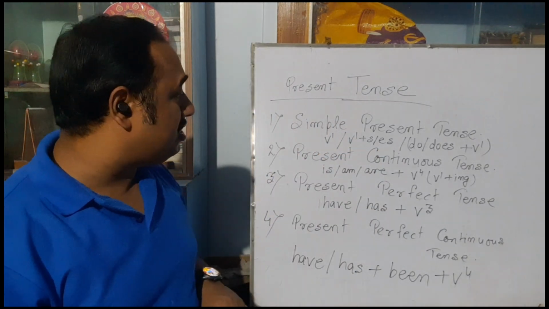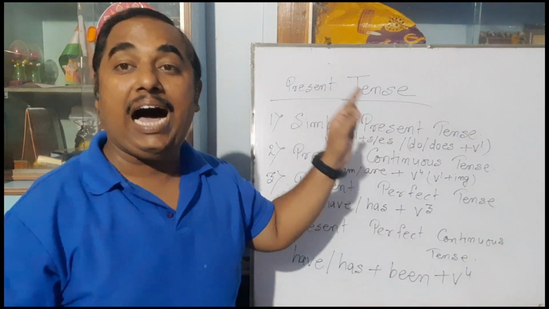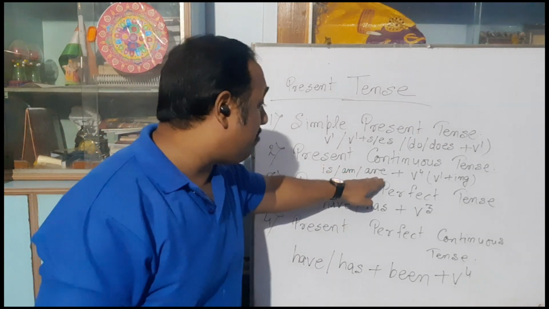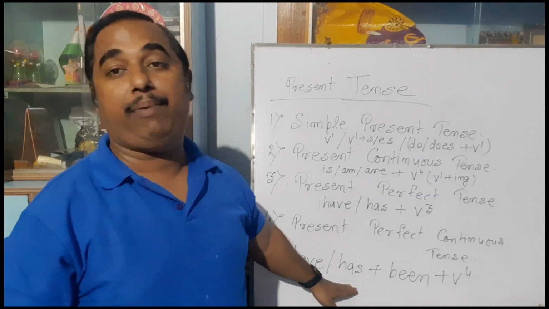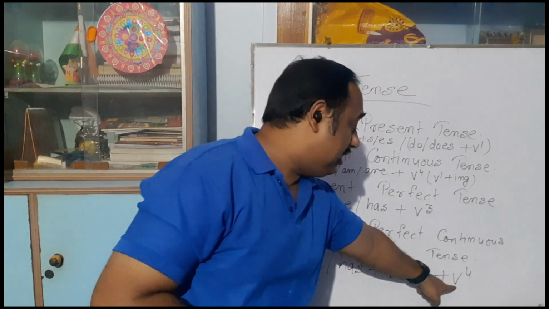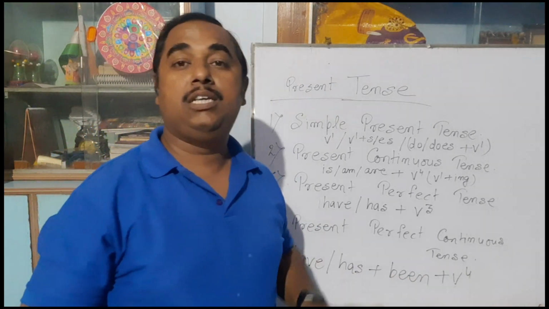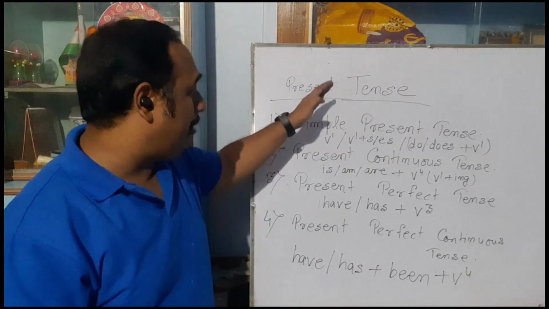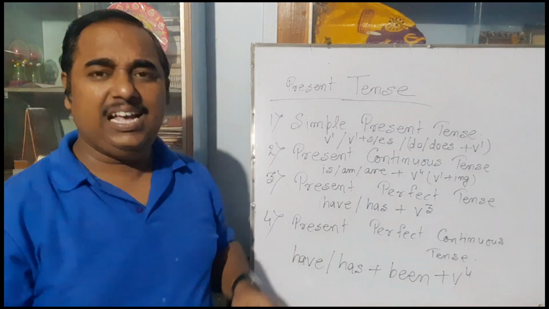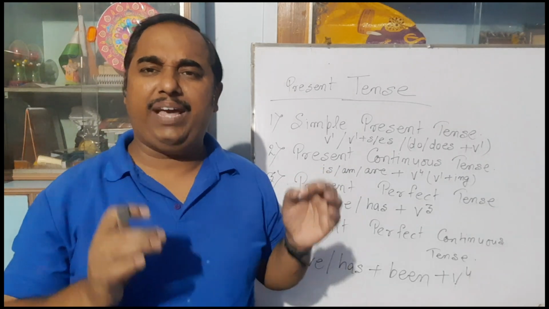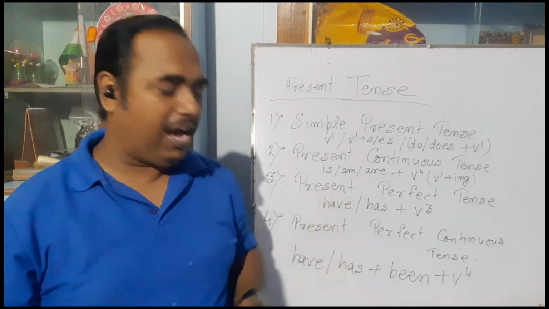In present continuous tense, there is is, am, are plus V4, means V1 plus ing. There is is, am, are before V4. But there is no is, am, are in present perfect continuous tense. There is V4, but before V4, we use have, has plus been. So, with the help of these symbols, you can easily understand which tense that is. That is simple present tense, that is present continuous, that is present perfect tense, or that's present perfect continuous tense.